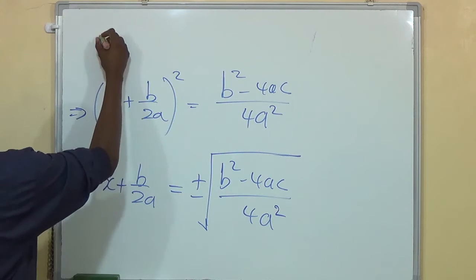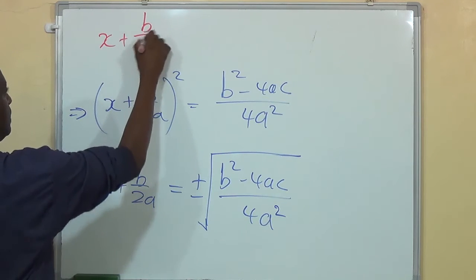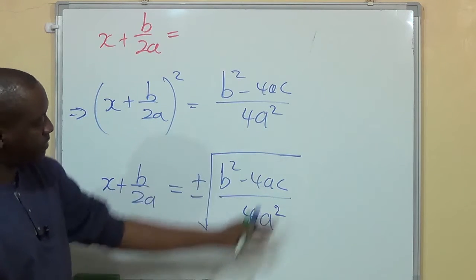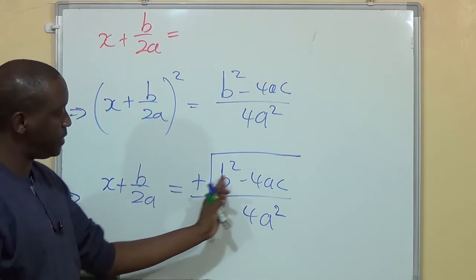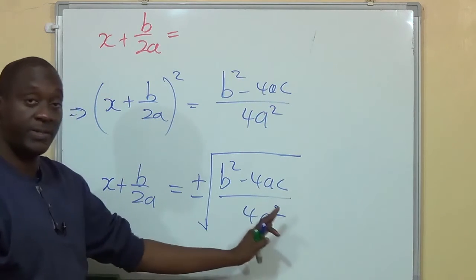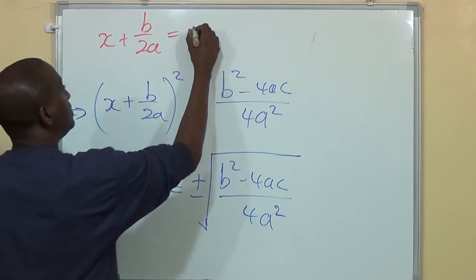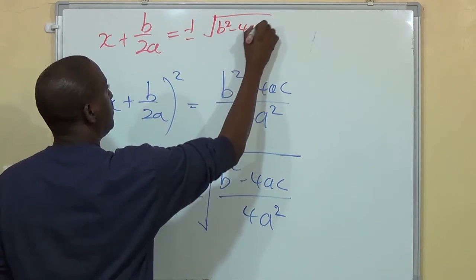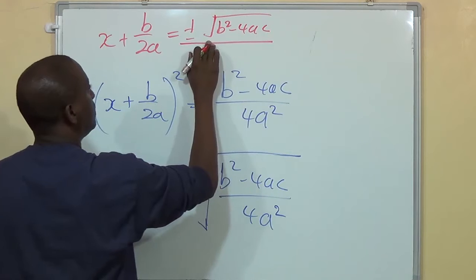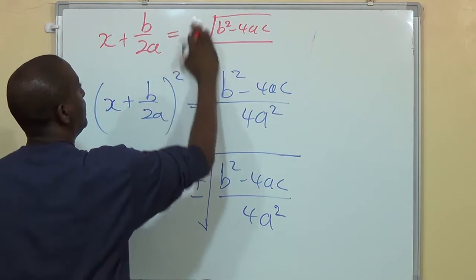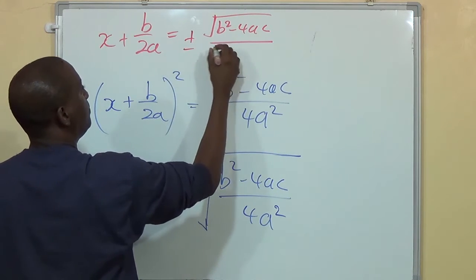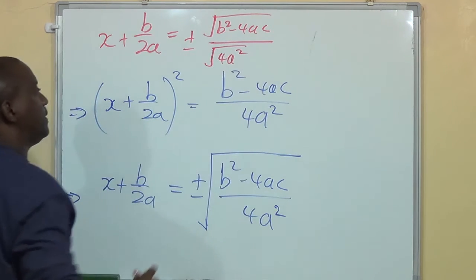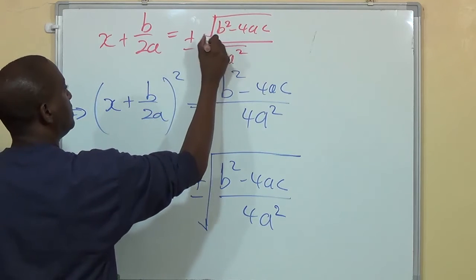So we could say here now that x plus b over 2a is equal to, now the square root of all of this will be equal to the square root of the numerator over the square root of the denominator. So that is equal to plus or minus the square root of b squared minus 4ac over, put this in a kind of general position here, over the square root of 4a squared.